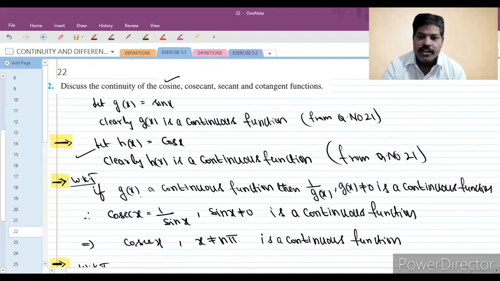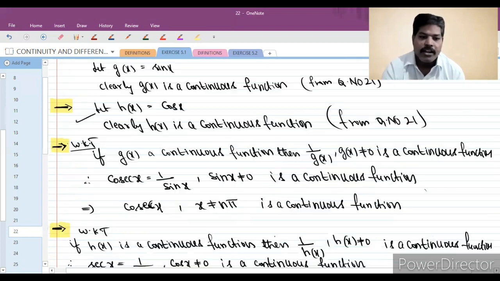If g of x is continuous, automatically 1 by g of x is continuous, and g of x not equal to 0. Okay. So here sin x is continuous, automatically 1 by sin x. 1 by sin x is nothing but the cosecant x, sin x not equal to 0, is continuous. Sin x becomes 0 if x is equal to n pi. So that's why x not equal to n pi. Therefore cosecant x, x not equal to n pi, is a continuous function.